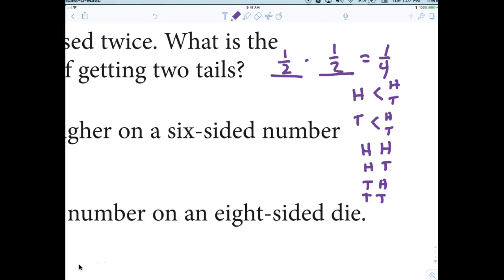So how many outcomes are there? 4. How many of them were two tails? 1 out of 4. Does everybody agree with me? All right. Hopefully you see that now.